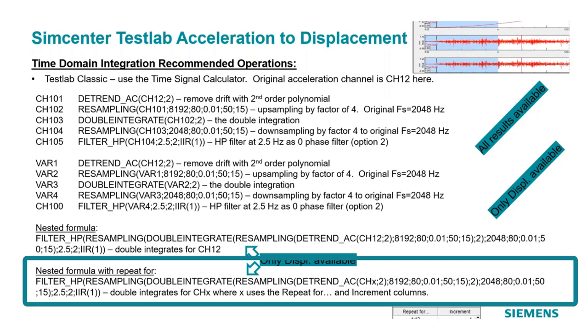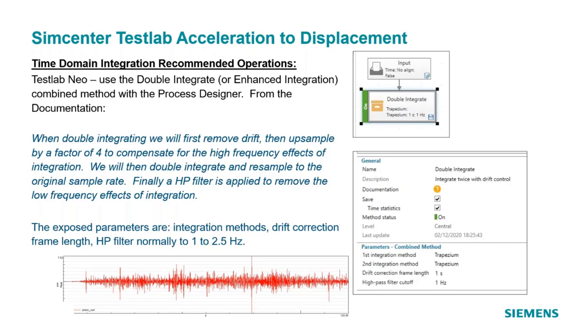And I'm going to show this too. I'll bring up the software in a little bit and show that as well. In Neo, we're going to use the double integrate or enhanced integration methods. So enhanced integration would be a single integration going from acceleration to velocity, whereas double integrate would be a double integration from acceleration to displacement.